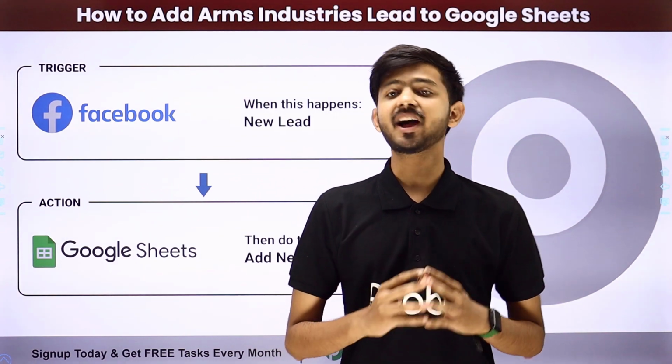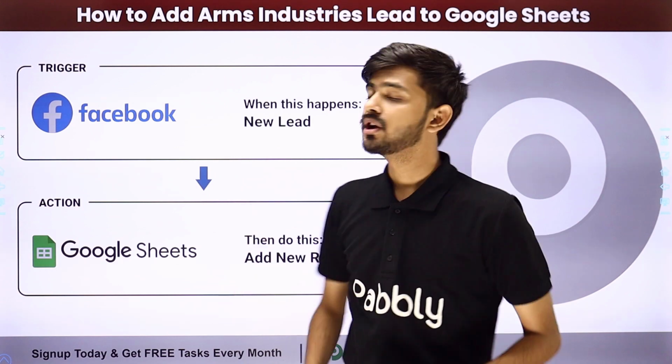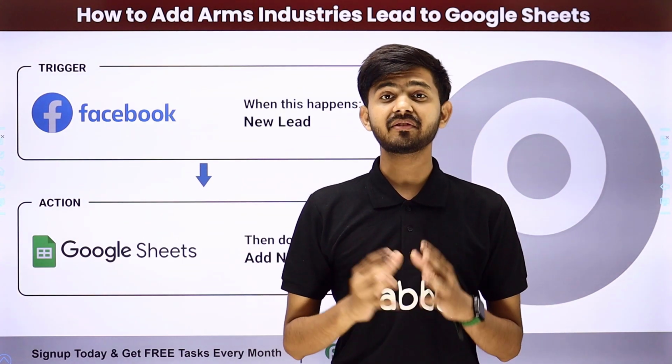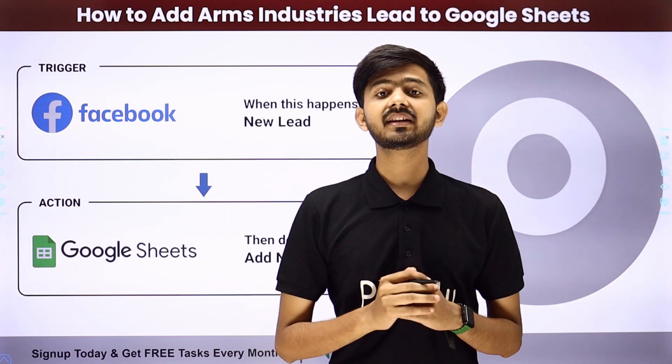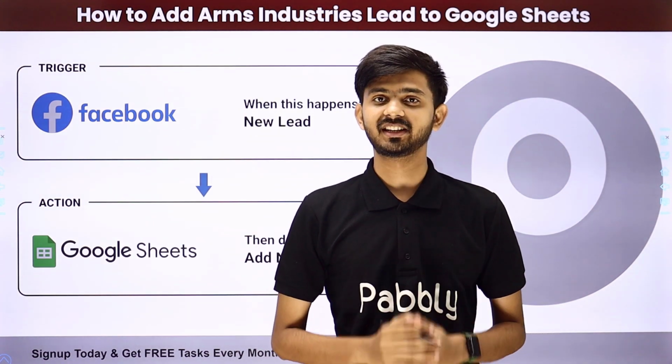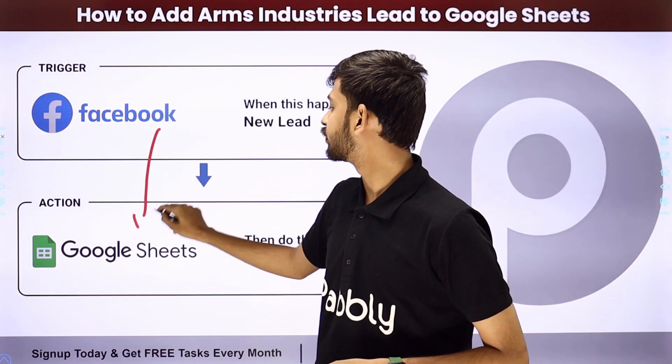Hello everyone, today our topic is how to add Arms Industries leads to Google Sheets. Here our objective is that whenever we get a new Facebook lead for my Arms Industries business, I want to add these lead details automatically in my Google Sheet. For that, we will create an integration between Facebook Lead Ads and Google Sheets.